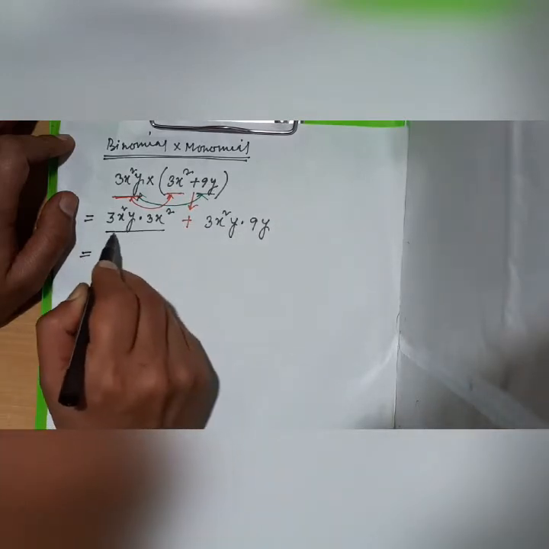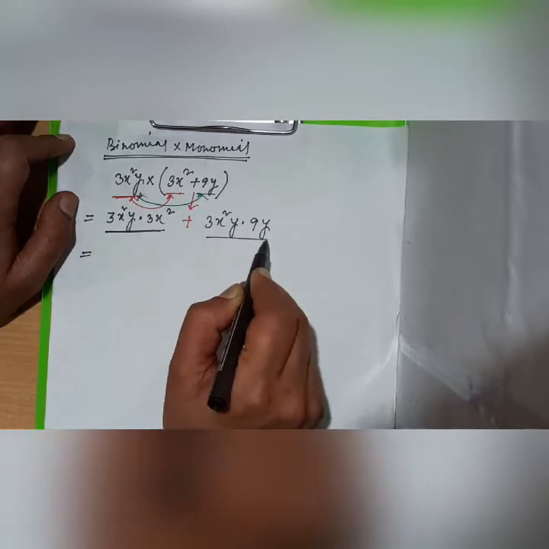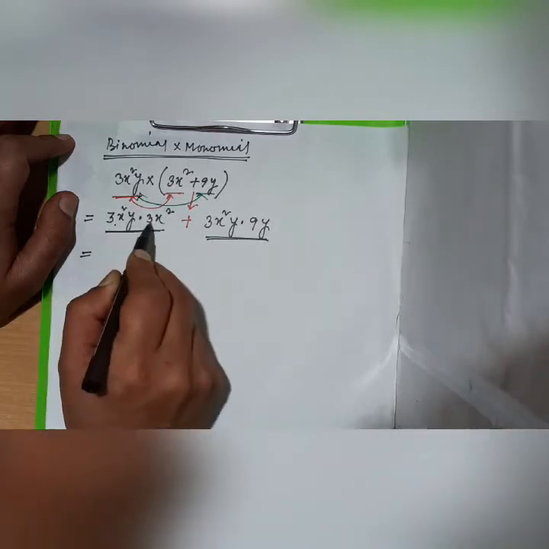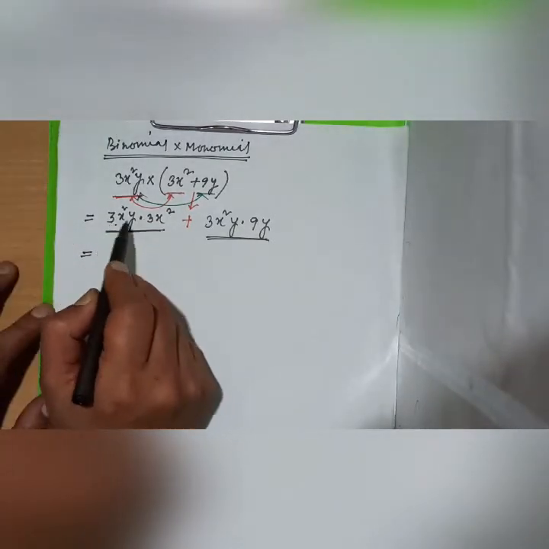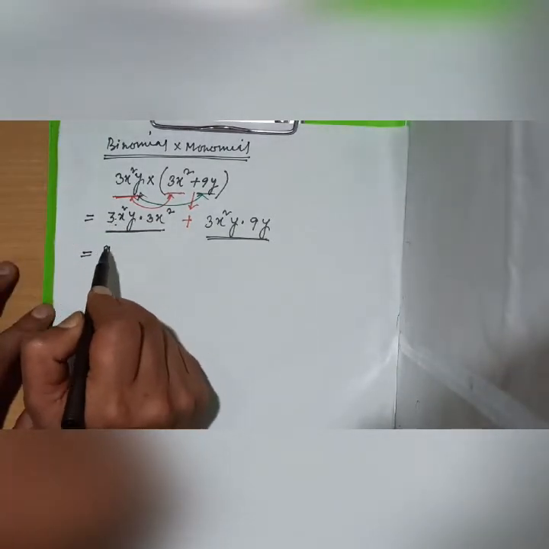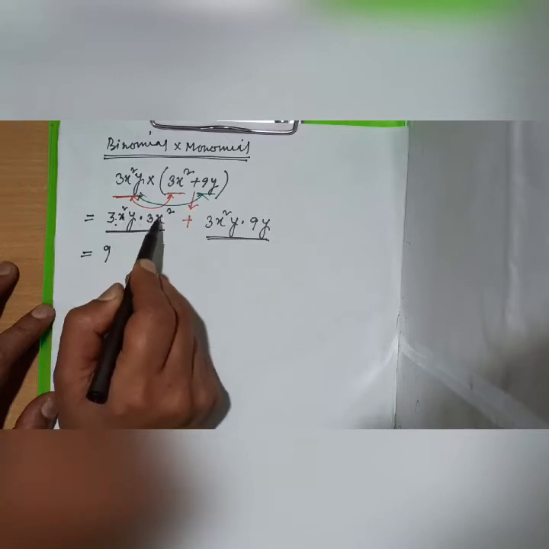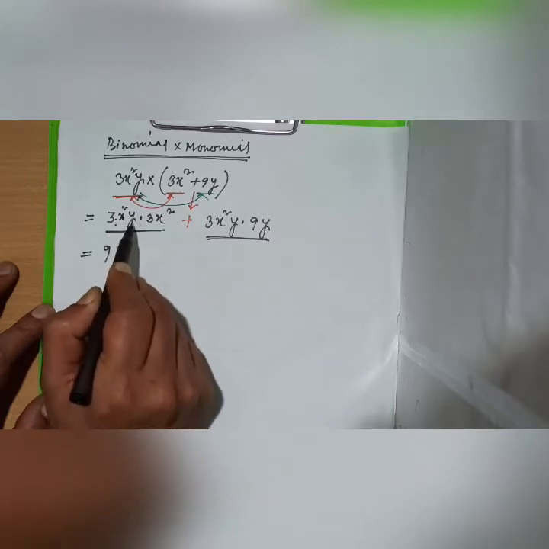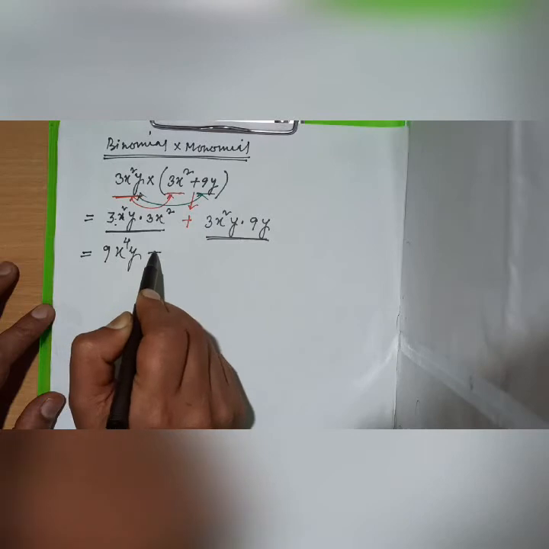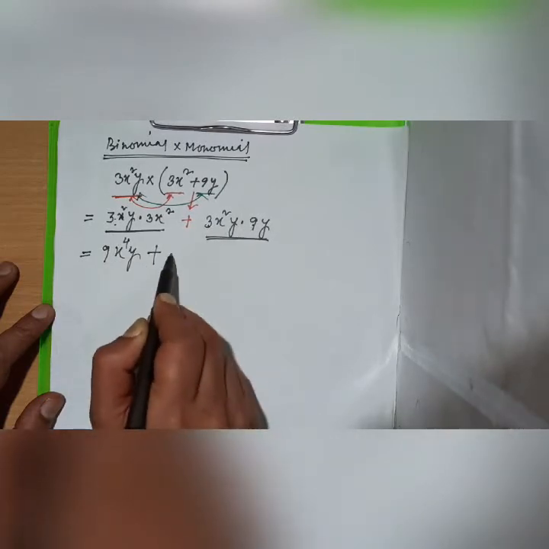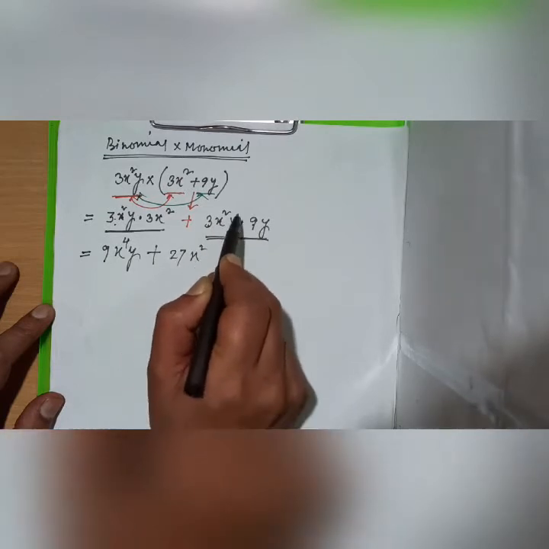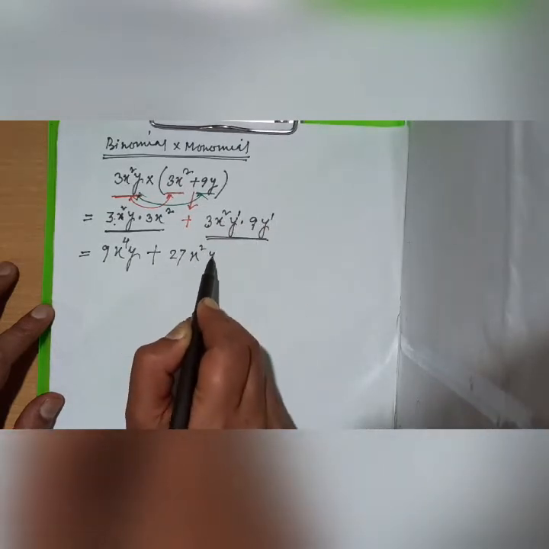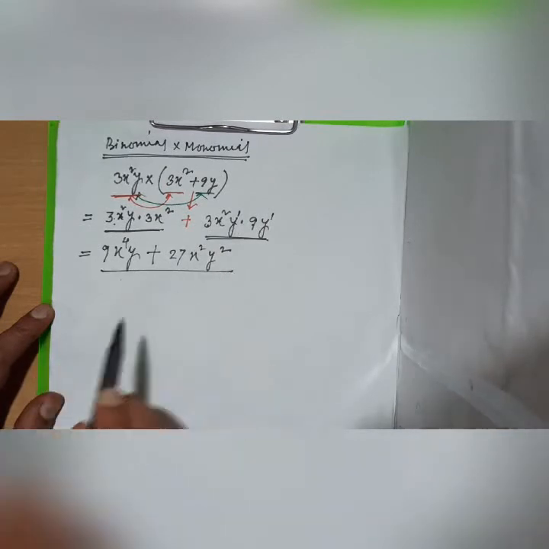Now this is a multiplication of monomial, this is also a multiplication of monomial. Earlier you did. How do you do this one? If you apply, 3 times 3 is 9, here x power is 2, here x power is 2, total x power is 4, and it is y, plus 3 times 9 is 27, x square, y power 1, y power 1, total y power is 2. That's it. This is the final answer.